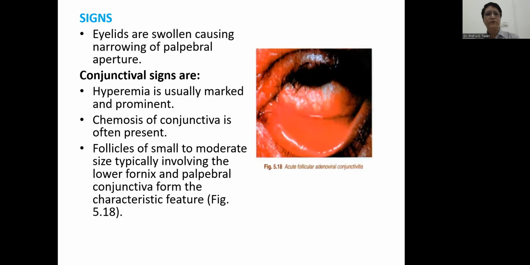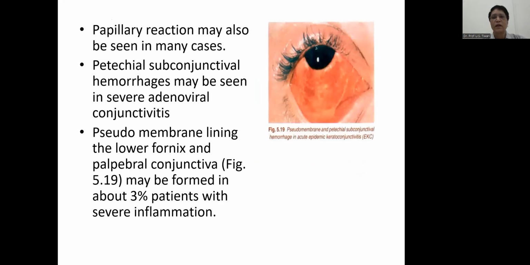These are the signs. The eyelids are swollen, causing narrowing of the palpebral fissure. Hyperemia is usually mild. Chemosis of the conjunctiva is often present. Follicles of small to moderate size, typically involving the lower fornix and the palpebral conjunctiva, form the characteristic feature. The follicles in the lower fornix and palpebral conjunctiva are quite classical, as shown in this picture. A papillary reaction may also be seen in many cases. We call it papillary hyperplasia.